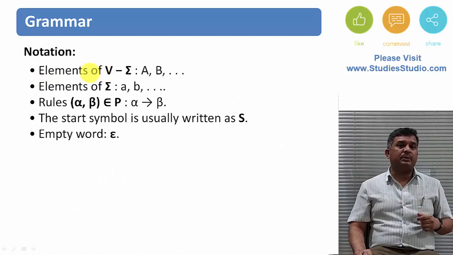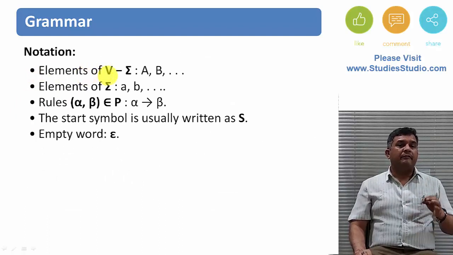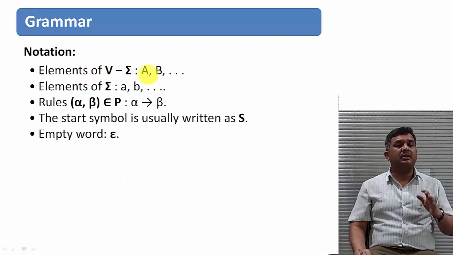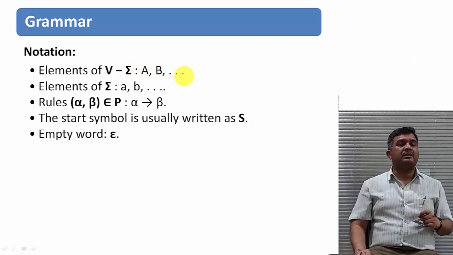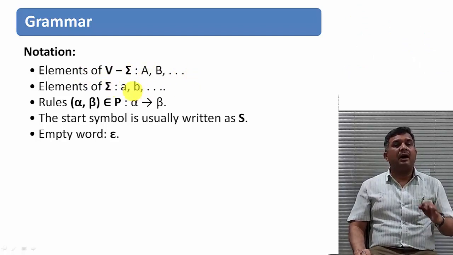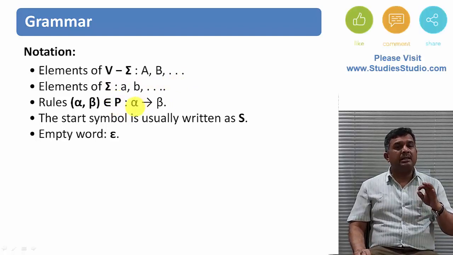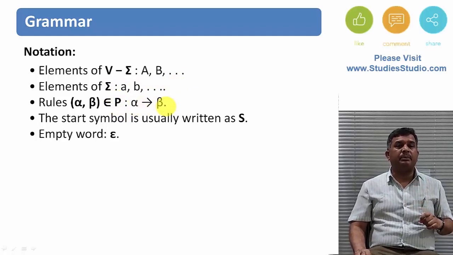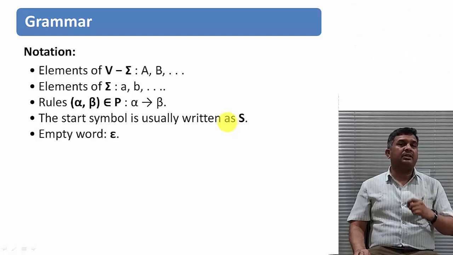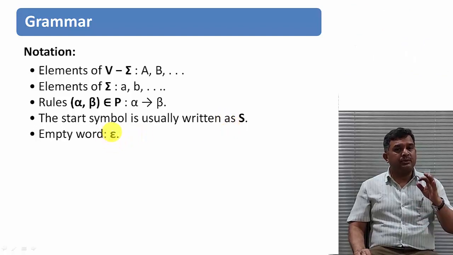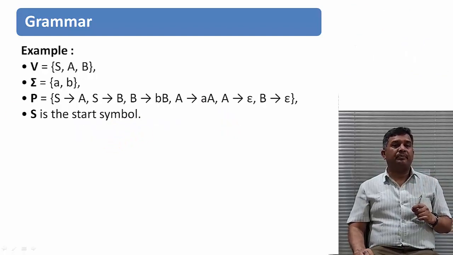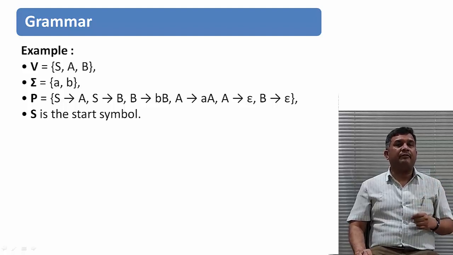And these are the notations we basically use. V minus sigma is nothing but all the non-terminal symbols. Sigma are all the terminal symbols. The production rule P is in the form of alpha derives beta. And S is nothing but the starting symbol, and epsilon is an empty word. So let us see an example of a grammar.